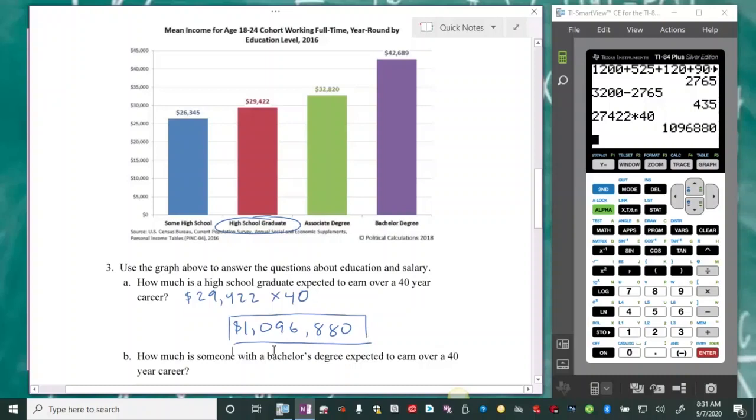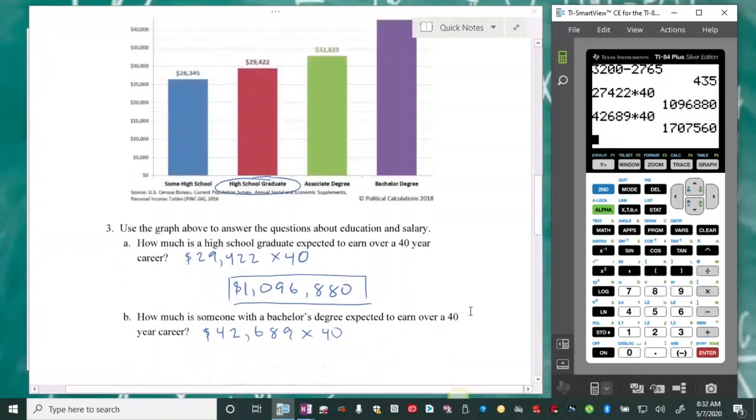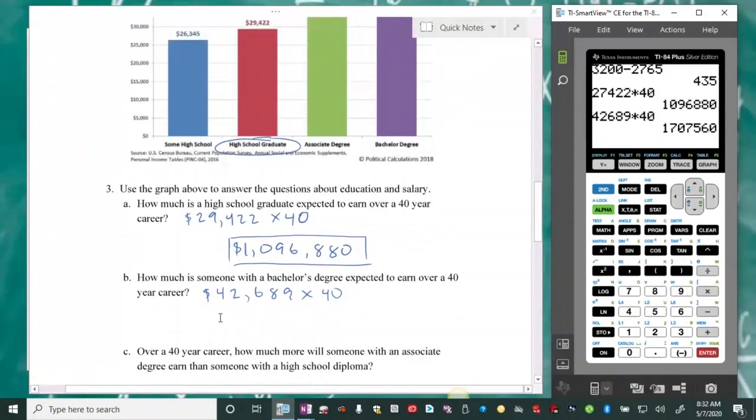Now let's do somebody with a bachelor's degree, part B. Somebody with a bachelor's degree, their expected earnings per year is around $49,689. We also want to do this over a 40-year career, so we're going to multiply that number by 40. So 42,689 times 40. About $700,000 more. So for this education over a 40-year career, $1,707,560.